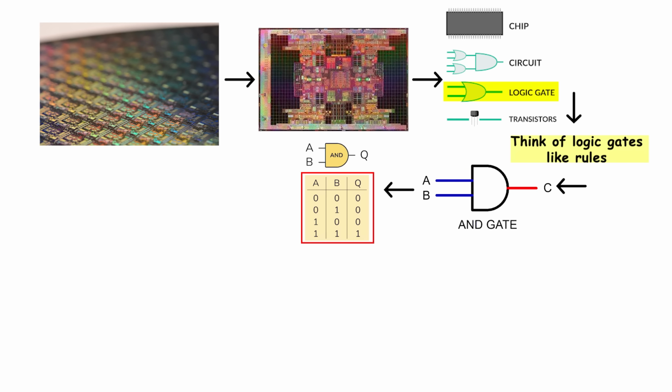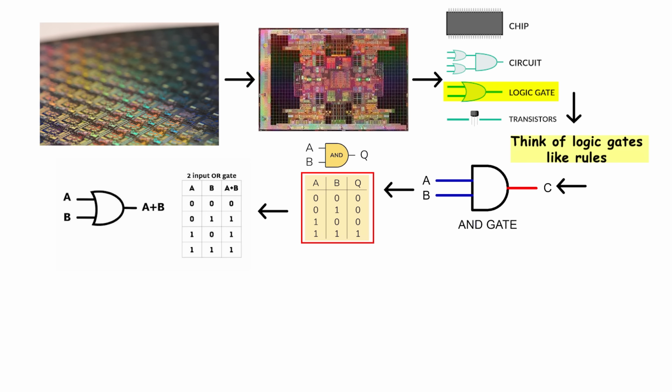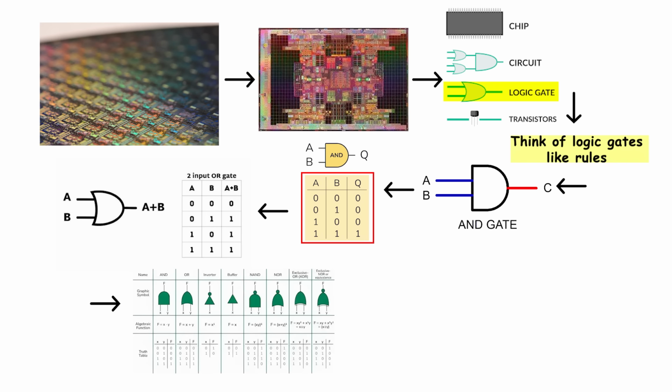Now, when you connect a few transistors together in specific patterns, you create something called a logic gate. Think of logic gates like rules. An AND gate says only turn on if both switches are on. An OR gate says turn on if either switch is on. These gates are the basic building blocks that make everything else possible.